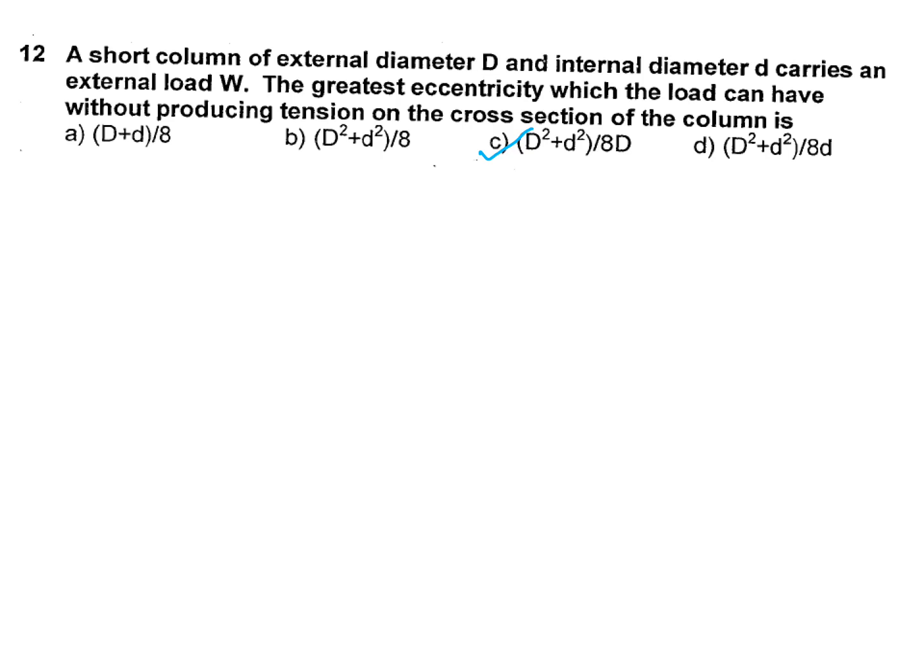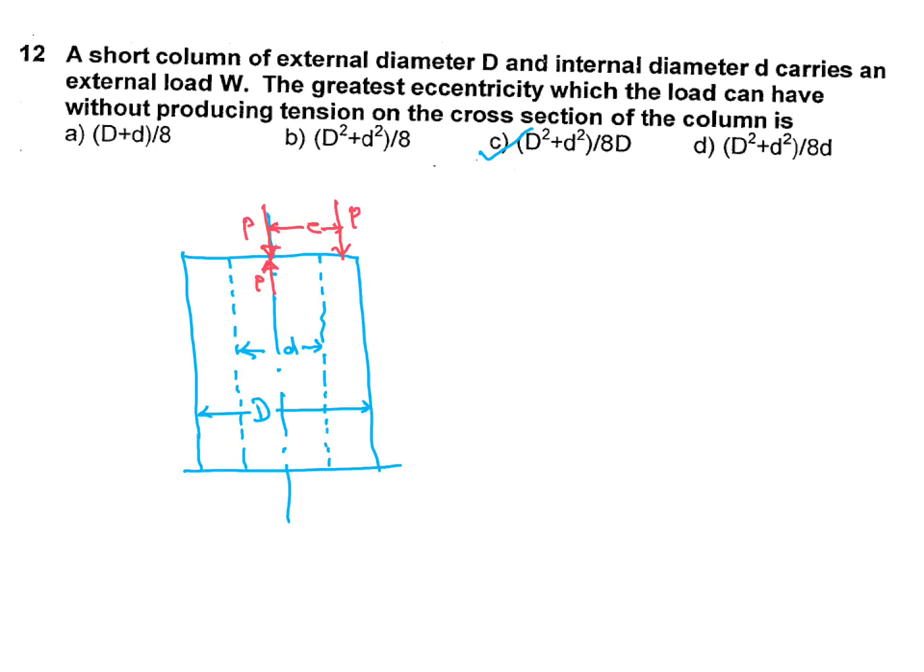Here it is a short column, a hollow section, internal diameter small d and external diameter capital D. P is the eccentric load, e is the eccentricity. Here if we add two loads P and P, they will balance each other. So this P and this P will form a clockwise couple. In the next figure I will show that.